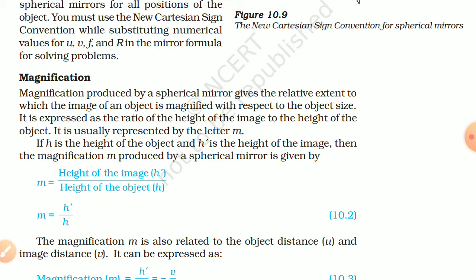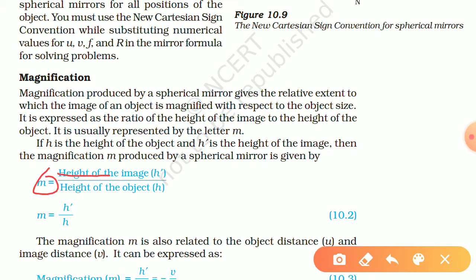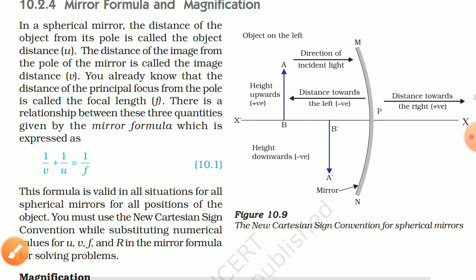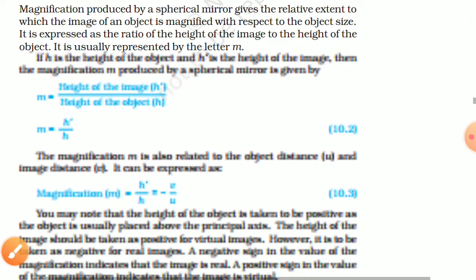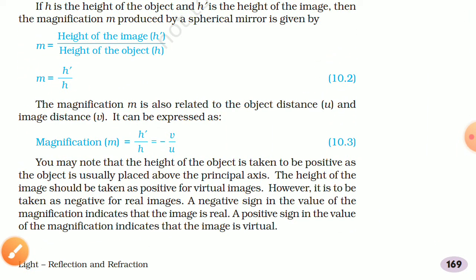It is usually represented by the letter m. The letter m is called magnification, and it is the ratio of the height of the image divided by the height of the object. If we need to take the ratio of image height and object height, the image height is this, h dash, and this is our object height, h. So h dash upon h.